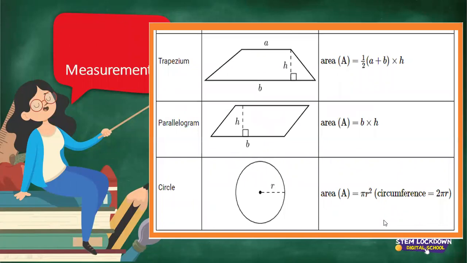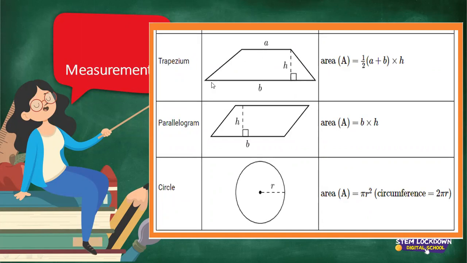Now next, we look at the next polygon, the trapezium. This is a trapezium. In a trapezium, A and B are parallel sides. A is parallel to B. And this is the vertical height H.